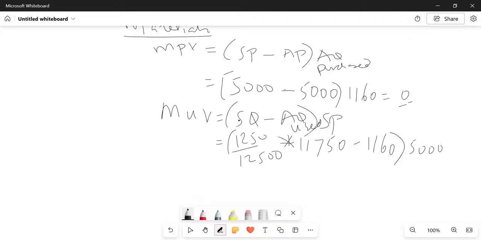So then the material usage variance at the end of the day will give me what figure? Open brackets, you say here, 1250 over 12,500 times 11,750 minus 1160. You close brackets times 5,000. What figure are we able to get, ladies and gentlemen? 75,000. Adverse or favorable? Favorable. Now we are through with the materials. The next one will be variable overheads.